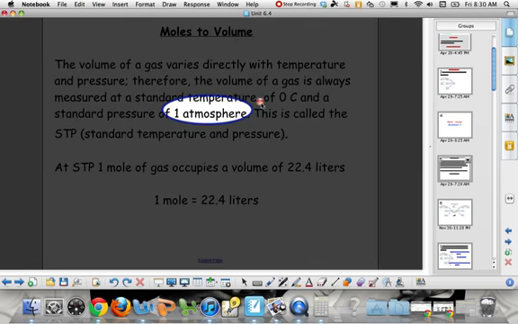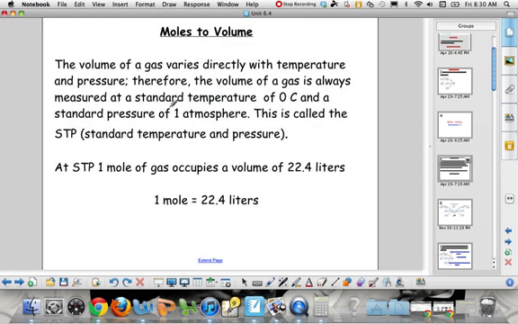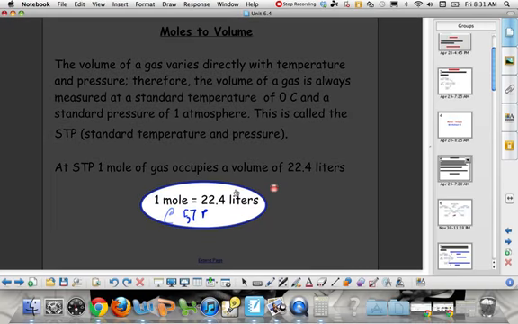When we use 0 degrees Celsius and 1 atmosphere, we notice that 1 mole of gas will always occupy the same volume, and that is 22.4 liters. So we always say that 1 mole of gas at STP equals 22.4 liters. That's our conversion factor. 1 mole is equal to 22.4 liters.